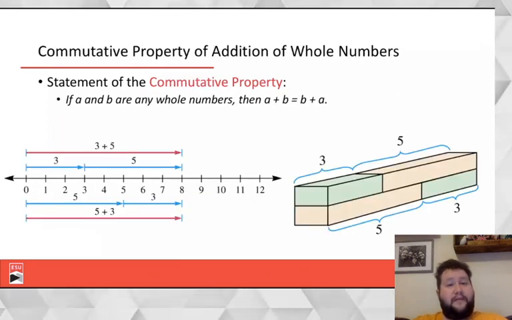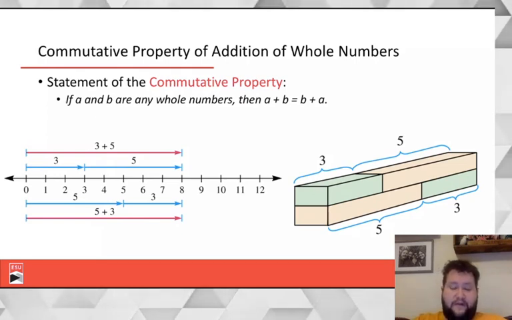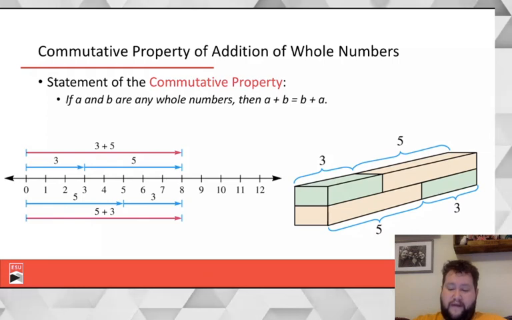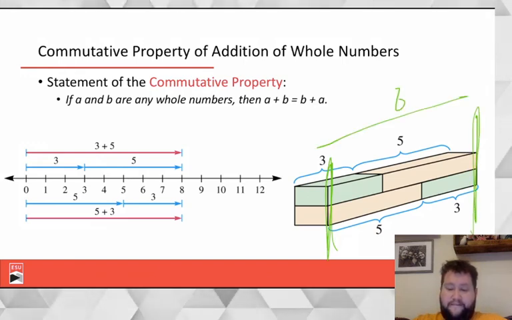The commutative property, if a and b are whole numbers, then a plus b is the same as b plus a. And so this picture on the left shows you the number line that I drew on the previous slide. But also here we can see it with two rods, one of length 5 and 3, and it doesn't matter which one comes first, the same overall length from here to here is 8. So this means add in any order.